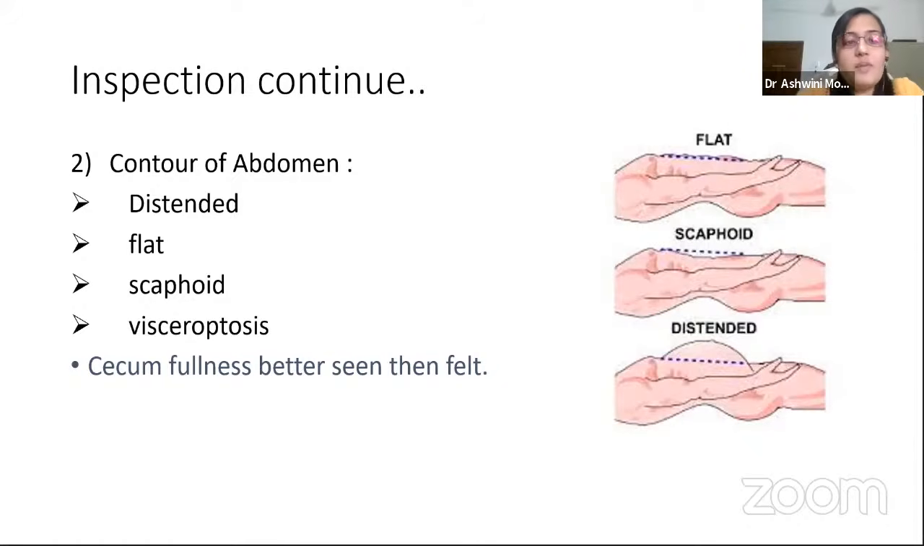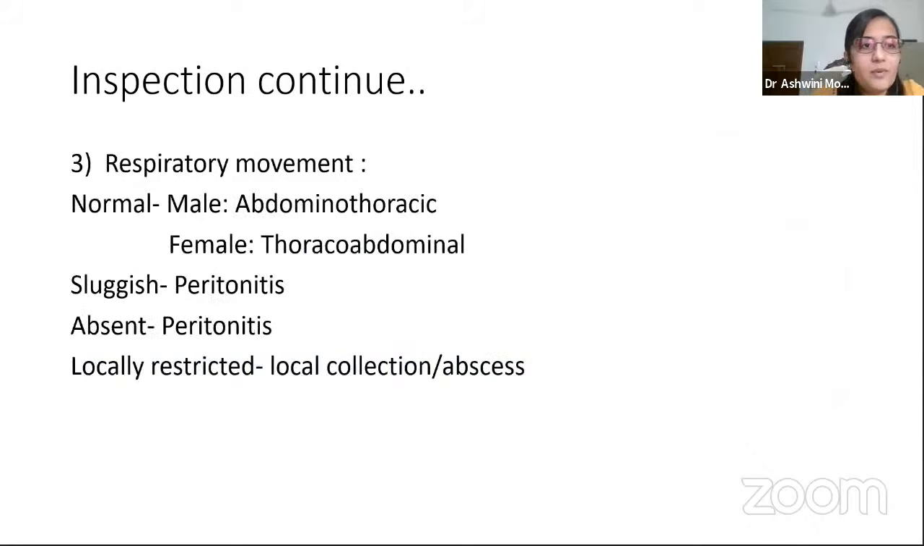In the contour of the abdomen, the cecum is better seen than felt. So whenever a patient comes with a complaint of pain, we have to look for RIF fullness. In most cases, the cecum will be inflamed and visibly seen in the RIF region. That you have to remember.